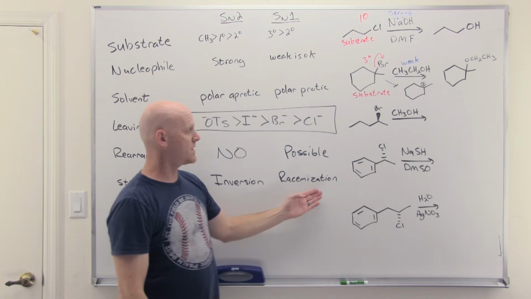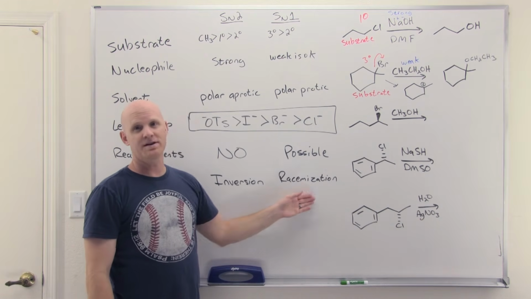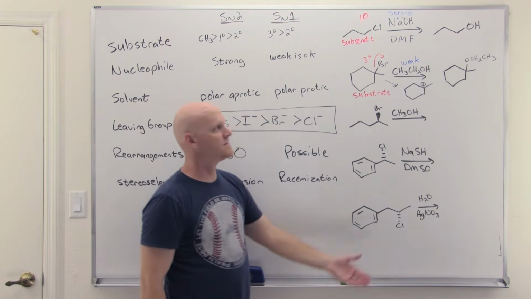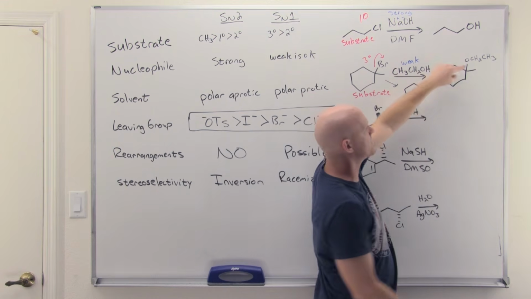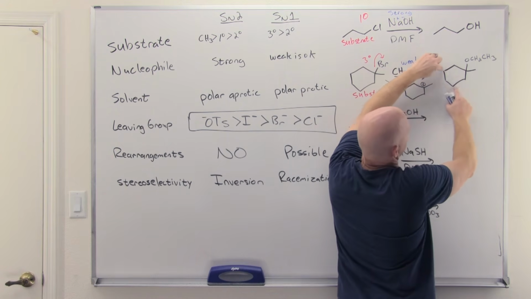If it did, we'd have to worry about racemization taking place, forming both the R and the S. But in this case, this is not a chiral center. He's not bonded to four different things. These two groups in the ring are identical.